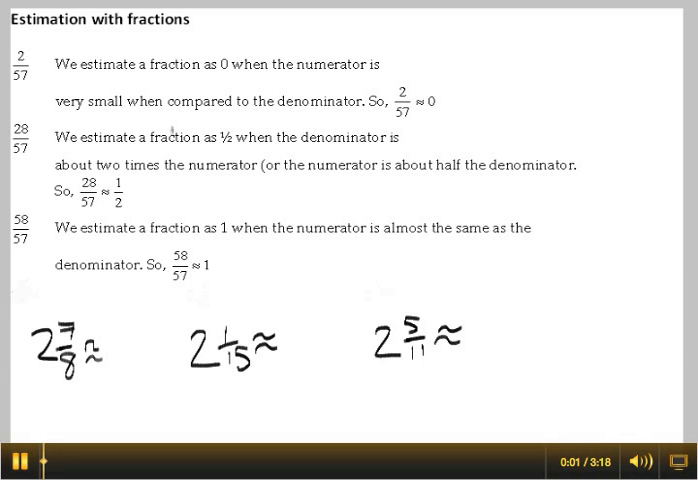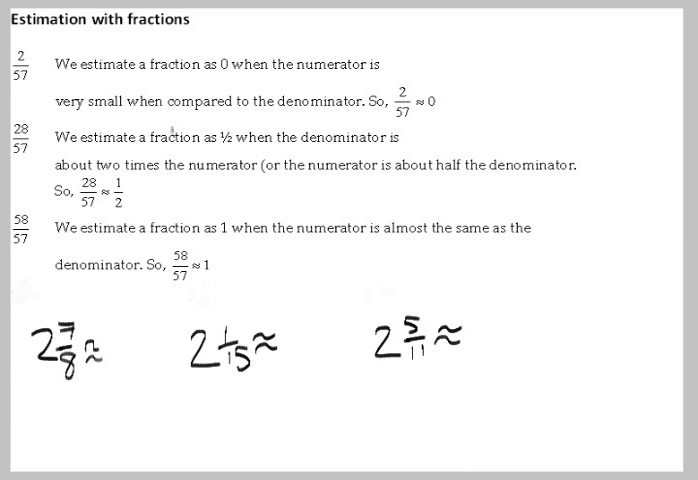In this video, we're going to talk about estimation with fractions. We can estimate whenever we don't need an exact answer. So, for example, if we take a look at this fraction, 2 over 57, the numerator is very small compared to the denominator. So we're going to estimate this and say that it is close to 0. 2 over 57 is close to 0.